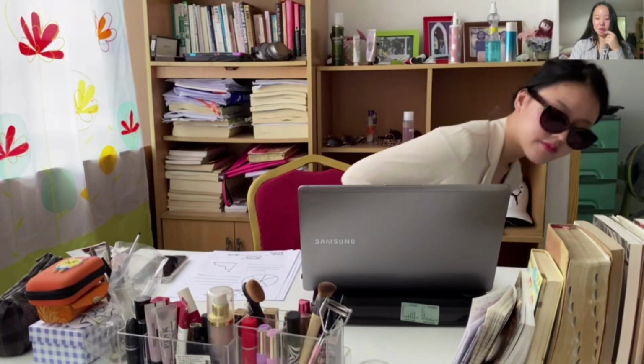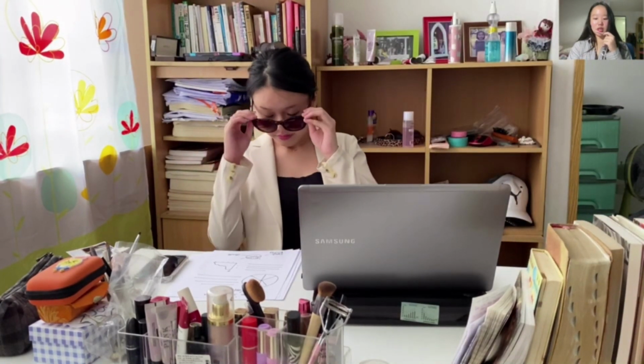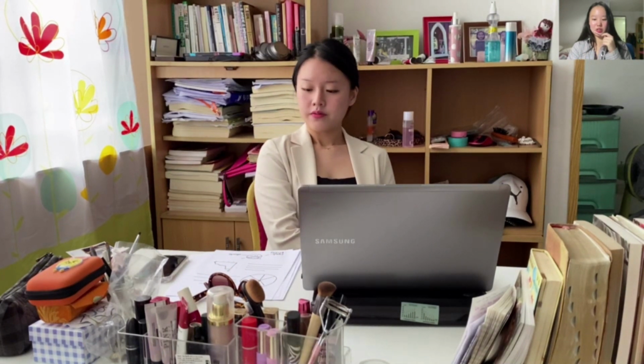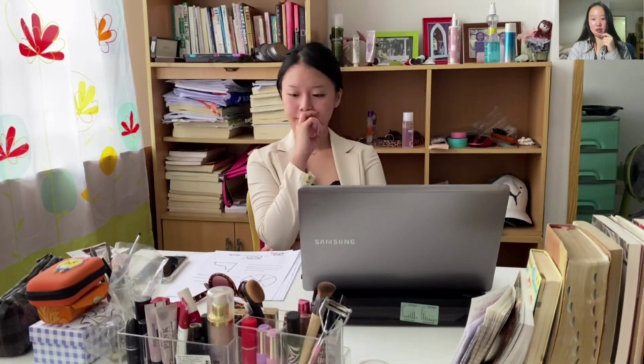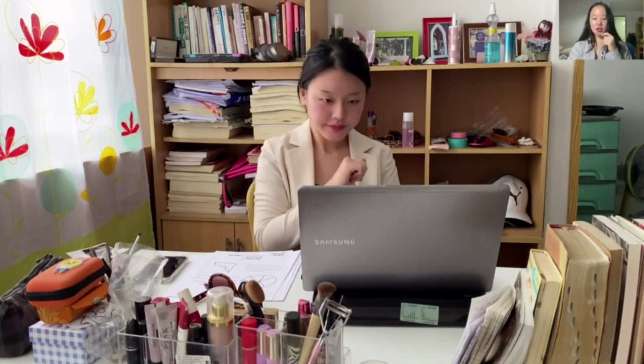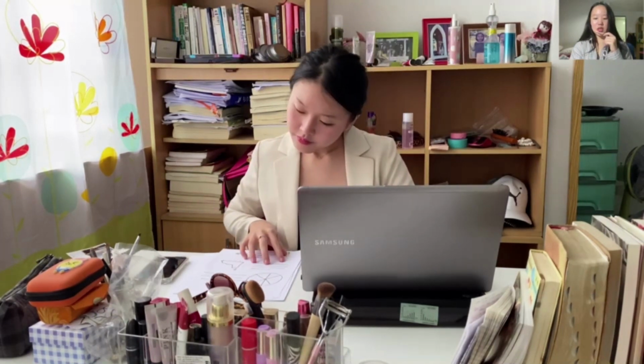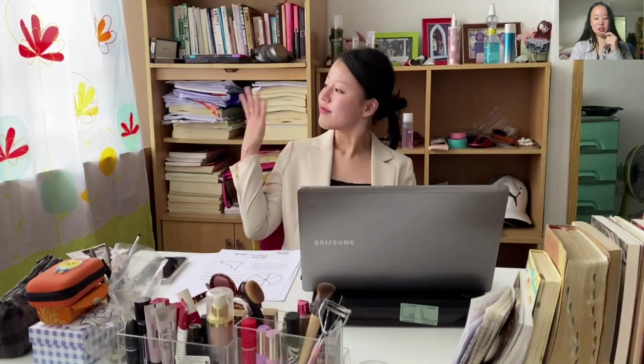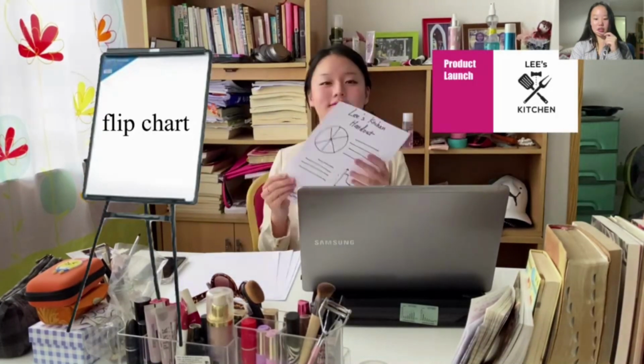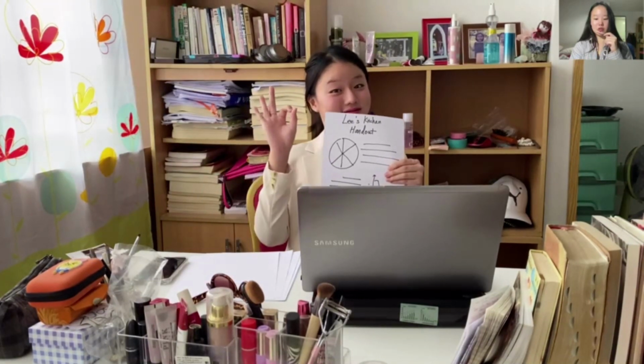Here we've got Iso, the CEO of Lee's Kitchen, getting ready for her product launch presentation. Since the presentation has to be informative and very public, she makes sure her ideas are well organized and her visual aids, flip charts, slides, and handouts are clearly structured, easy for the observers to follow.